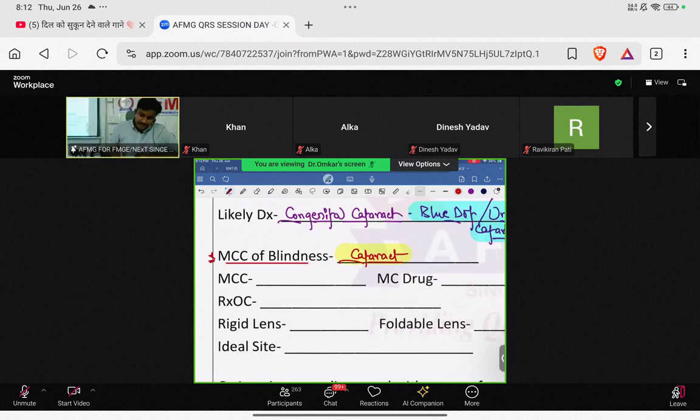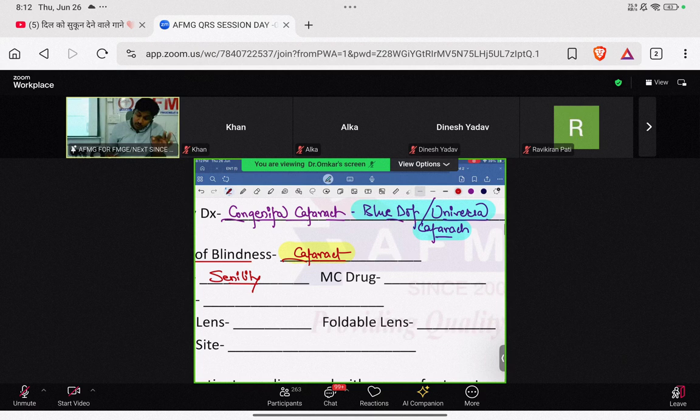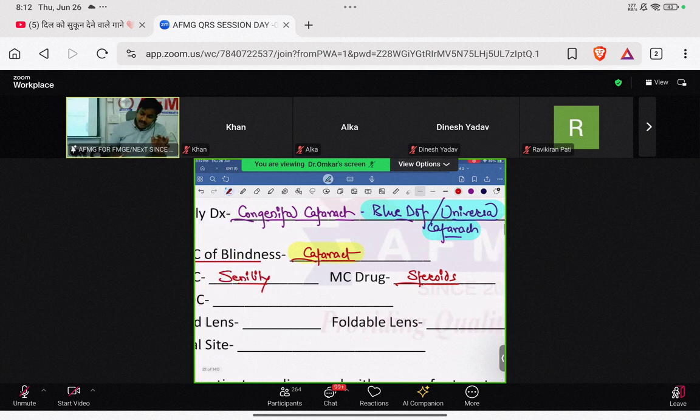If they ask you what is the most common cause of cataract, we know beta, most common cause of cataract is senility or old age beta. बराबर ना? Cataracts are usually going to develop usually after 60 or 70 years of age beta. So senility is going to be the most common cause of cataract. Most common drug responsible for cataract. So steroids are the leading drugs beta which are known to cause cataract beta.